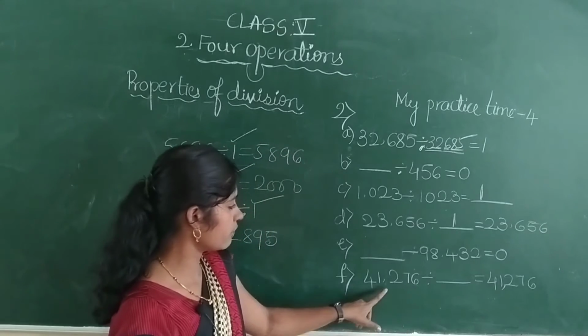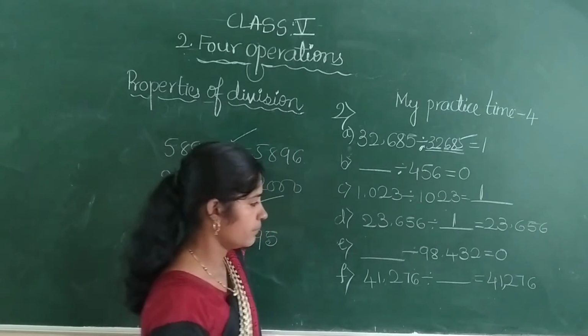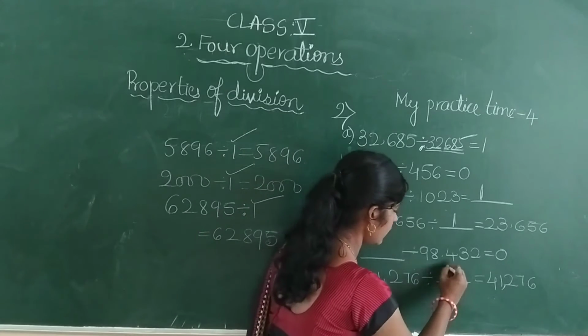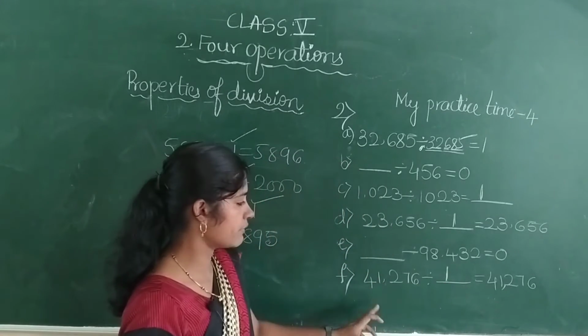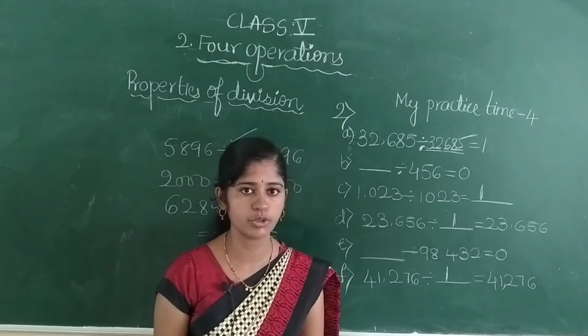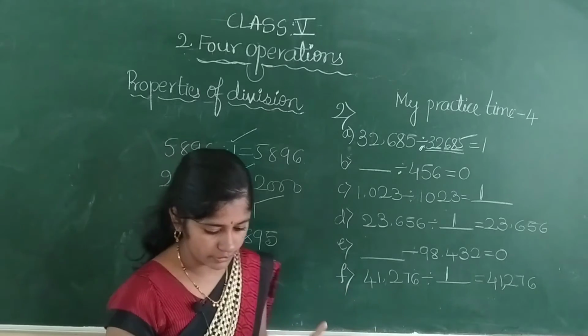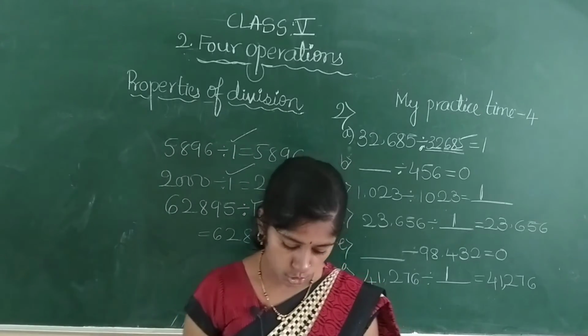Here also 41,276 is there. Here also the same answer is there. What I need to write here? 1. If a number is divided by 1, the result is the number itself. That is property number 2 of division. Okay, this is clear. Property 1 over, property number 2 over.